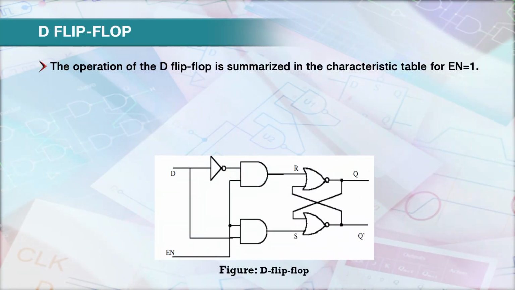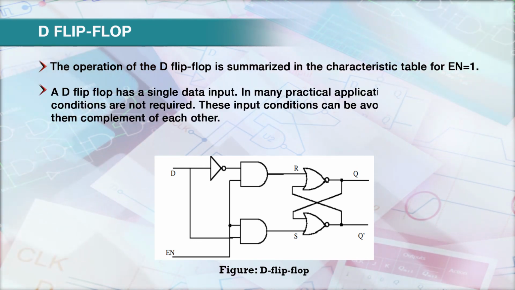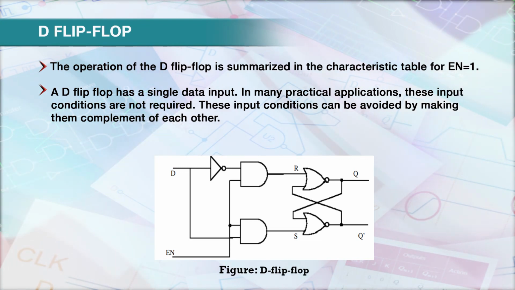The operation of the D flip flop is summarized in the characteristic table for En equal to 1. A D flip flop has a single data input. In many practical applications, these input conditions are not required. These input conditions can be avoided by making them complements of each other.